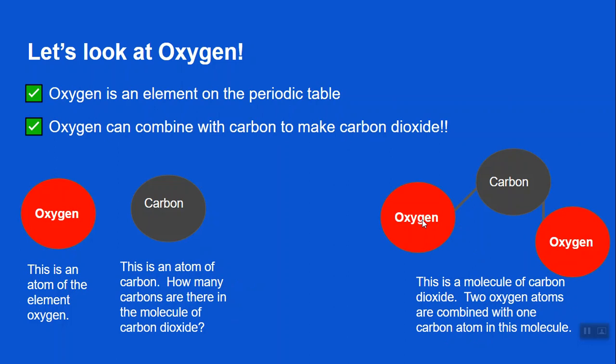Oxygen can also combine with carbon. With carbon, it commonly makes carbon dioxide. Here you have oxygen in red, carbon in black. Here you have 1 atom of carbon for every 2 atoms of oxygen. So this is called carbon dioxide. The chemical formula is CO2 because for every 2 atoms of oxygen, you get 1 atom of carbon in this molecule.